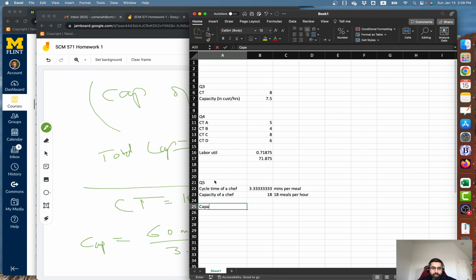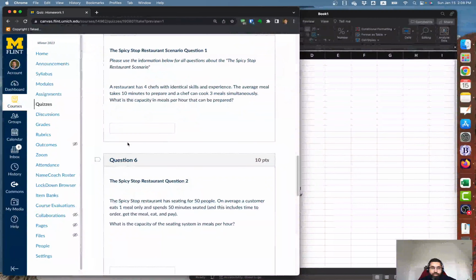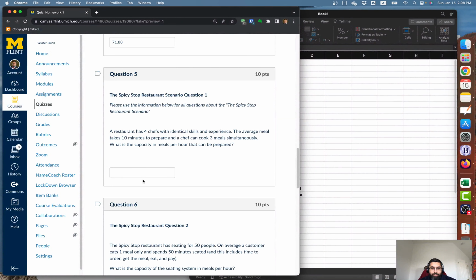And then we need capacity of 4 chefs. They're identical, and so we just take this capacity and multiply it by 4. Okay, so this is just the units and meals per hour. Okay, so 72 meals per hour is going to be my capacity.